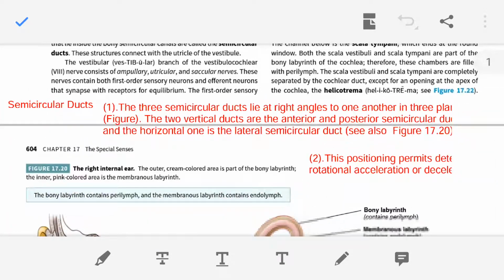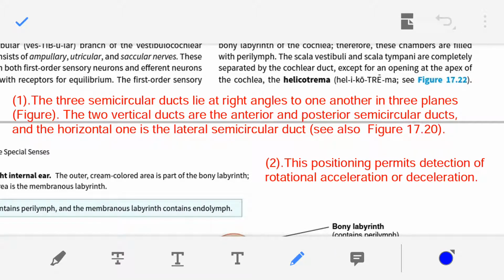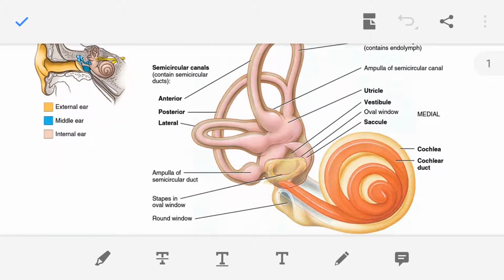So, starting with the first point, there are a total of three semicircular ducts in each ear, and these three semicircular ducts lie at right angles to one another, and they are present in three planes. So, in short, there are three semicircular ducts, and the angle between them is a right angle. That means a 90-degree angle is there. So let me show you these three semicircular ducts.